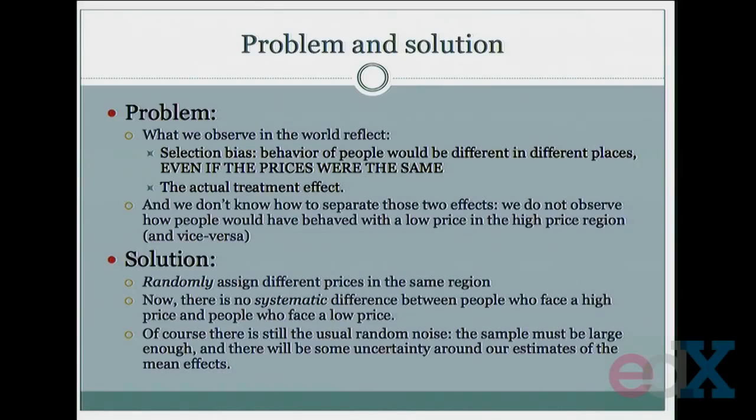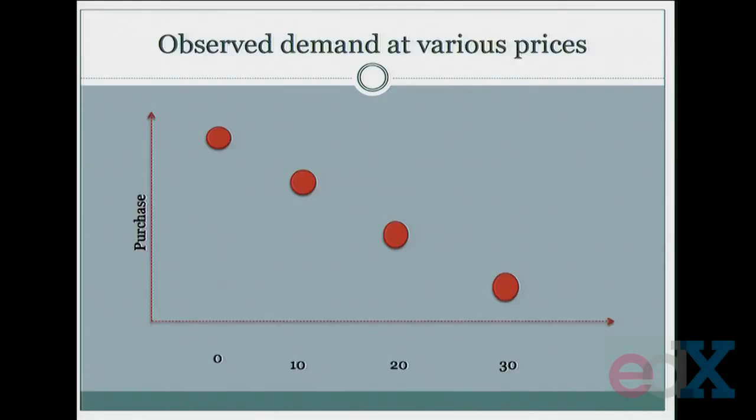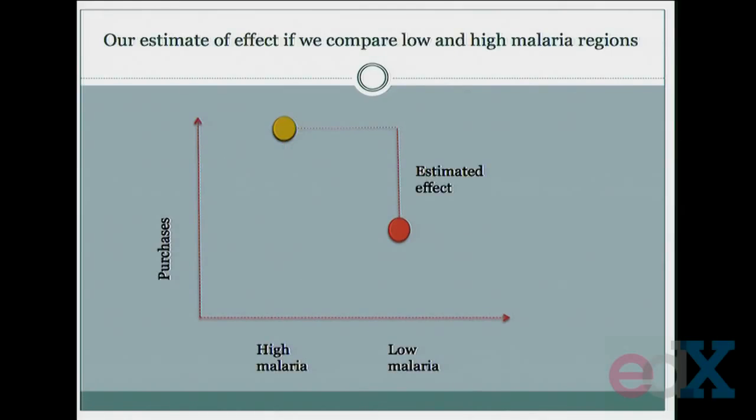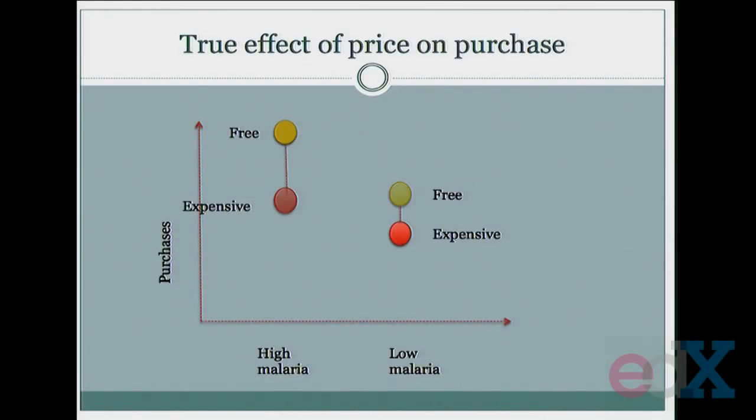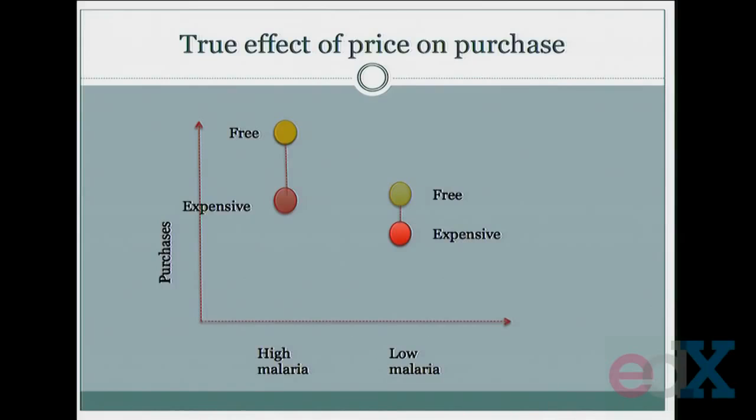The randomization ensures that there is nothing systematically different between the people who got the free bednet and the people who didn't get it. In other words, if we go back to this graph, for example, the places that got the free bednet and the places that had to pay for the bednet, if they had gotten it for free, they would be at the same level. And if they had to pay for it, they would be at the same level. There is now no difference between the region who paid for the net and the region who didn't pay for the net.